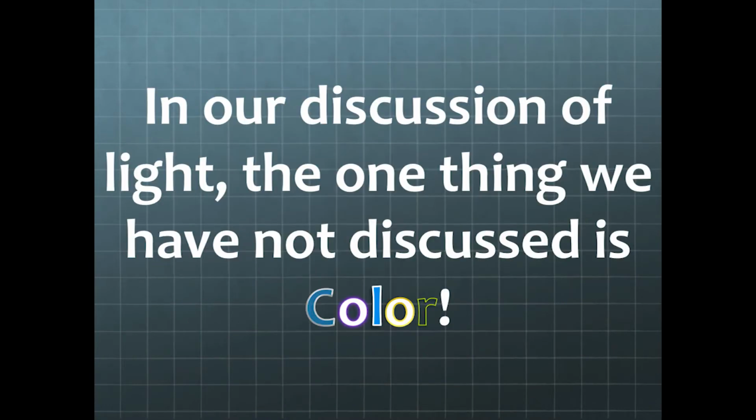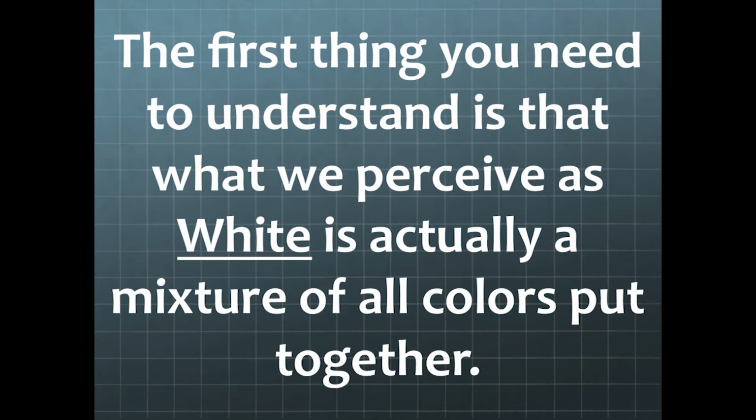All right, now, with that in mind, we have not talked about color. And color, when you're talking about light, is incredibly important. The first thing you need to understand about light is that what we perceive as white light is actually a mixture of all colors put together. If you've ever taken a physics class in high school and used a prism, you see a rainbow. What we perceive as white is actually all colors put together. The whole Roy G. Biv color spectrum put together is white light.